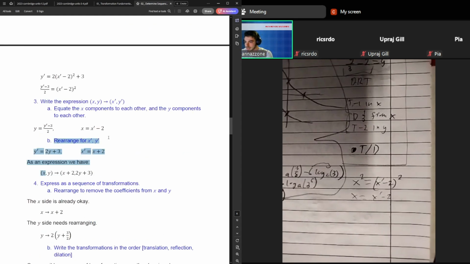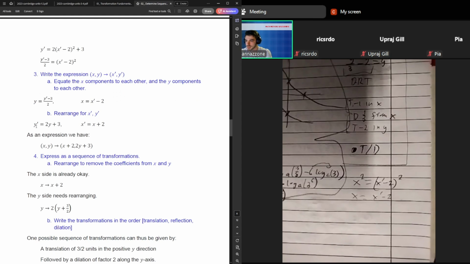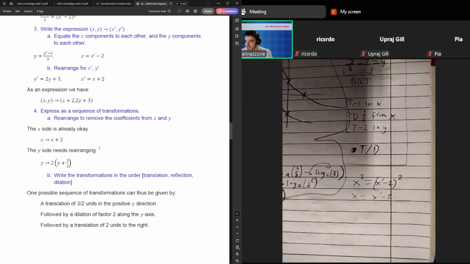Anyway, as I said, rearrange for your x dash and y dash. If you remember the previous example, we didn't have to do anything. In this case, we do. X dash and y dash are trapped inside the functions, so we're just going to rearrange a little bit. That gives us our y dash and our x dash.